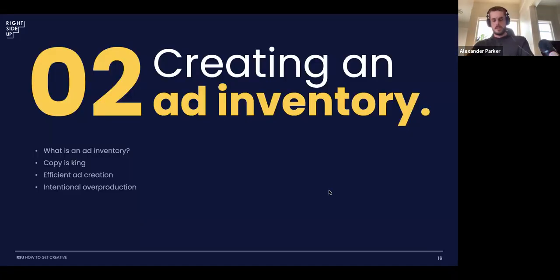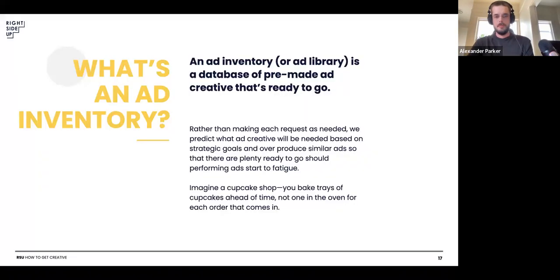Cool. So here's the meat of this presentation. We're going to talk about creating an ad inventory, what it is, why it's important, how copy is king and leads the entire process, how you can be efficient in that ad creation process, and then why we intentionally overproduce when we're creating ads. So an ad inventory or an ad library, you might hear me say either, it's a database of pre-made ad creative that's ready to go. It's a folder of all your ads before you need them, and that's basically it.